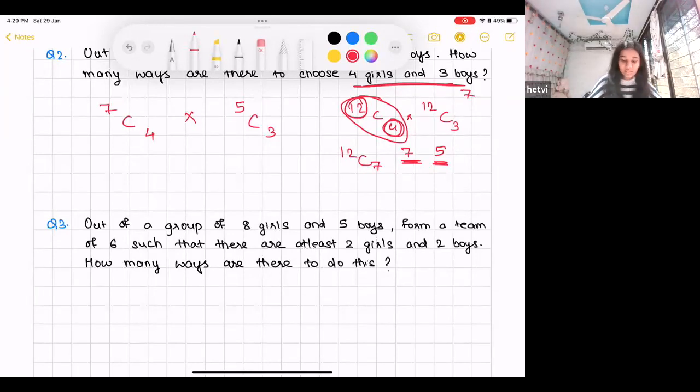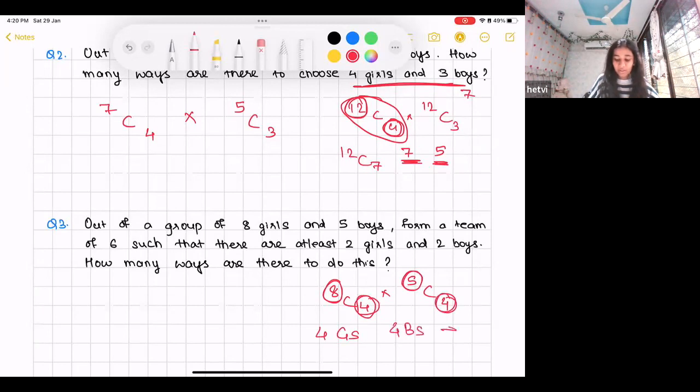Okay. Someone just wrote 8C4 into 5C4. So this means that out of the 8 girls, you're selecting 4 girls. So now you have 4 girls. And out of the 5 boys, you're selecting 4 boys. So you have 4 boys. Now you have a total of 8 people. We only want a total of 6 people. So is it a typing error, or check your answer again?